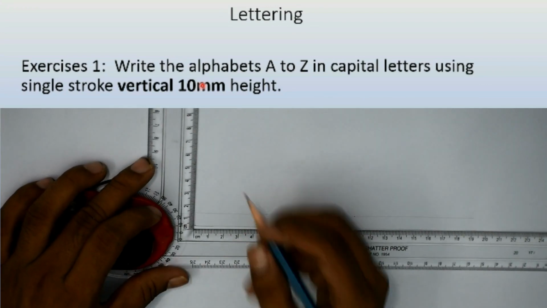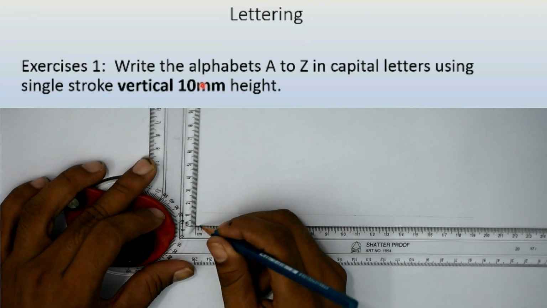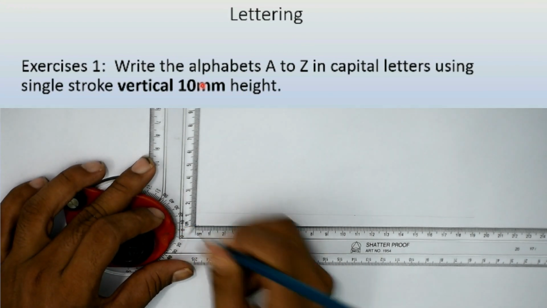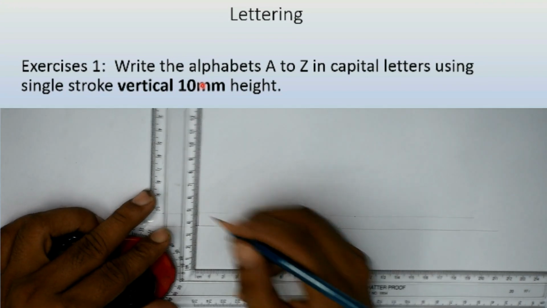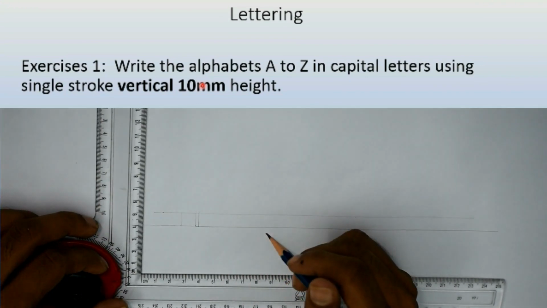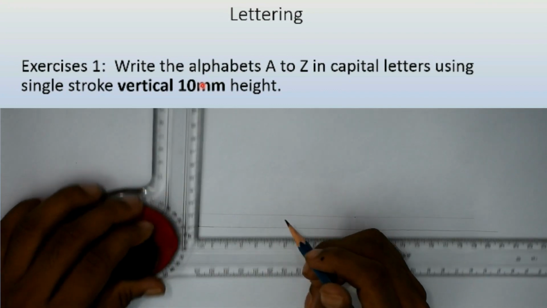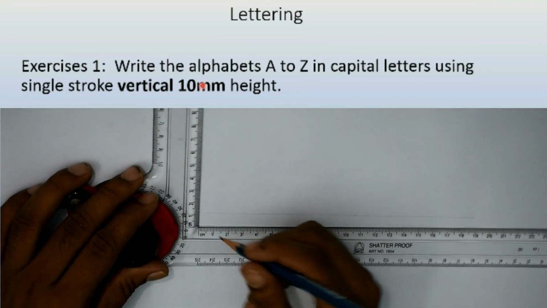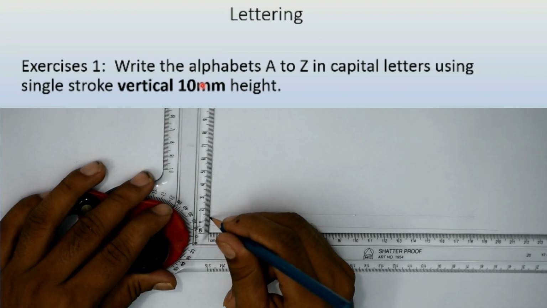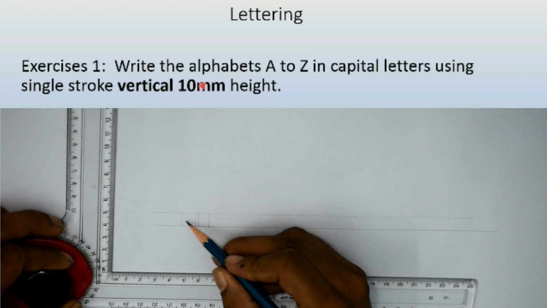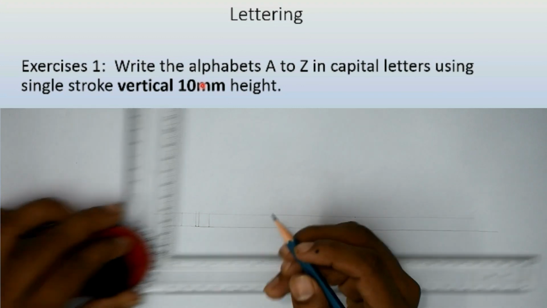Then I will take the gap of 2 mm, that is, for 10 mm lettering, we will take the gap between the characters as 2 mm. So this is the 2 mm gap. Now the width of letter B, as you can see in the table, is 7. So this is the letter B. So in this box you will get A, B.